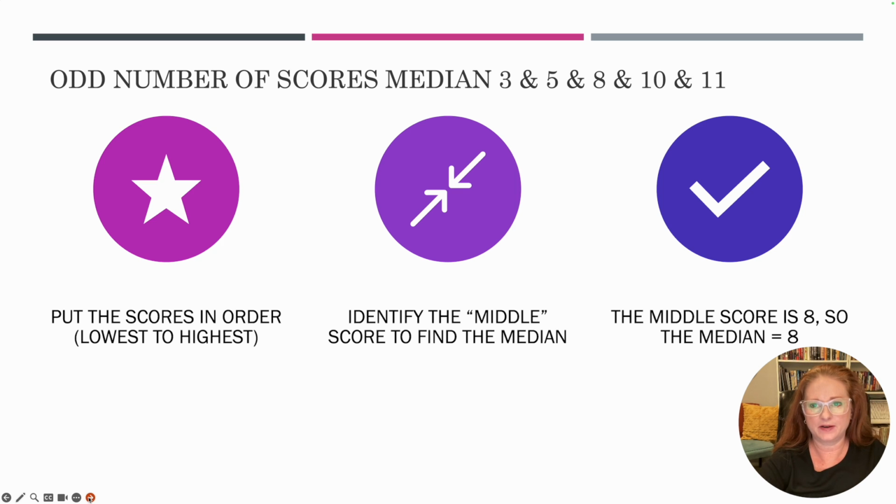So if you have 3, 5, 8, 10, and 11, you take out 3, you take out 11, you take out 5, you take out 10. What's the middle? 8. So 8 is the median. Okay, and so you think, okay, we'll do even real quick.